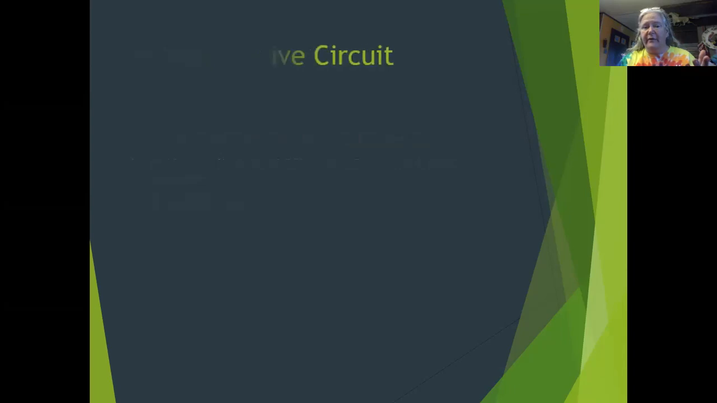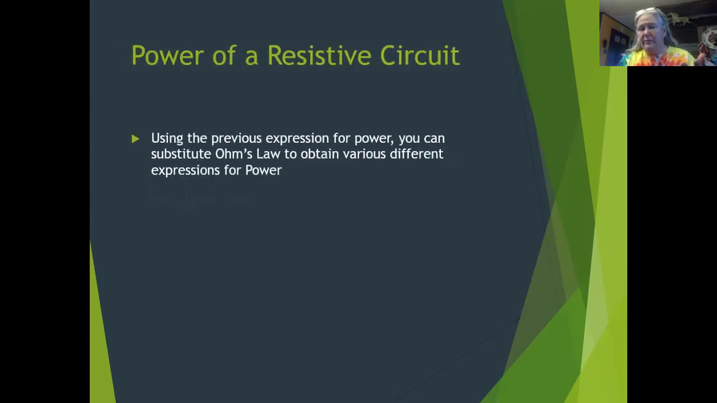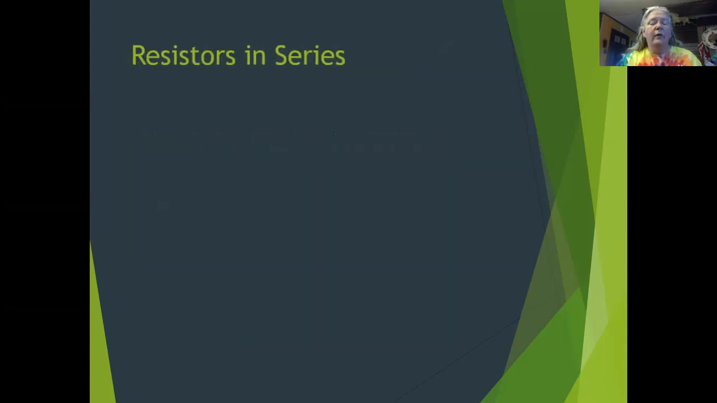But for an ohmic circuit, we can use Ohm's law. If we put in Ohm's law, we can get different ways of writing the power equation by substituting in for I or for V from Ohm's law. So when we talk about different types of circuits, we're going to be calculating things like the power, the total resistance, the current flow, or the voltage across something. We'll have several examples of that in both the homework video and also in the video where I show you how to do circuit analysis.